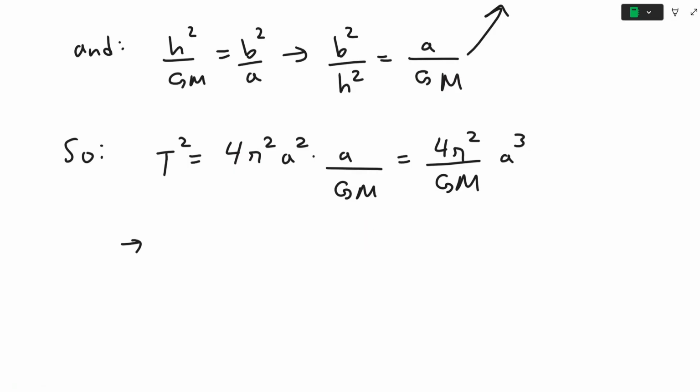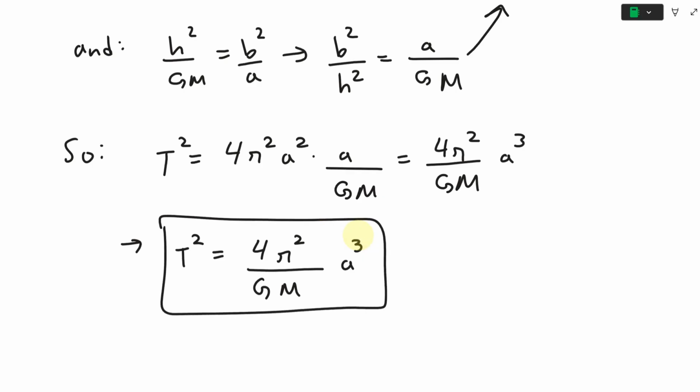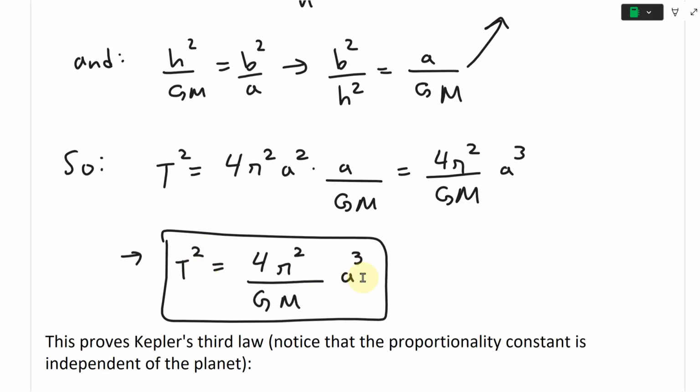So T squared is proportional to A cubed, and these constants right here are independent of the planet. That's just the gravitational constant, the mass of the sun, and pi is just pi, and this 4 is just 4. So the square of the period of the planet is proportional to the cube of the major axis of its elliptical orbit. It's fascinating stuff. This basically proves Kepler's third law. Notice that the proportionality constant is independent of the planet.